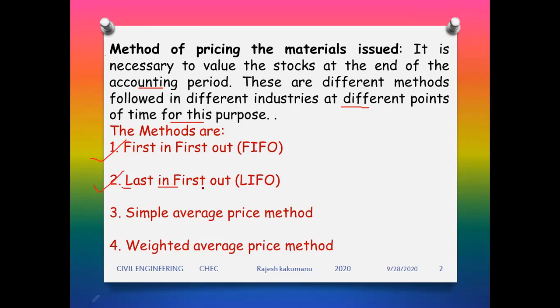Then what is the third one? Simple average price method. What is the fourth one? Weighted average price method. So these are the various types of methods which are used for giving the value to the stock in accounting, based upon the industry. Now we'll see these four types of methods in detail.